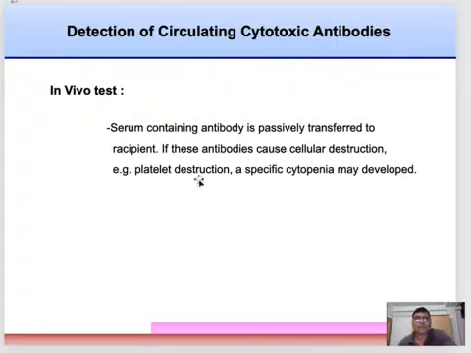If there are cytotoxic antibodies circulating in the recipient's body, the serum containing the antibody will react with them and cause cellular destruction. For example, platelet destruction, a specific cytopenia may develop. So this was the in vivo test.